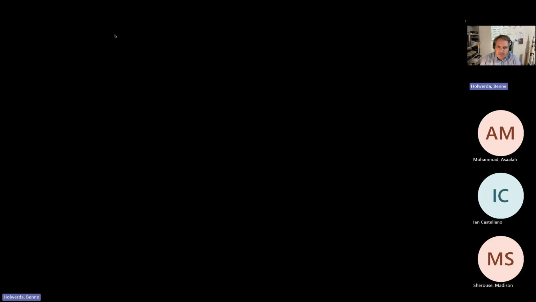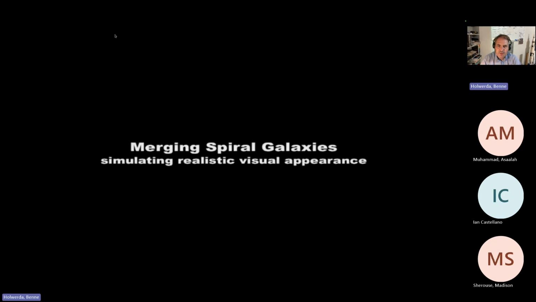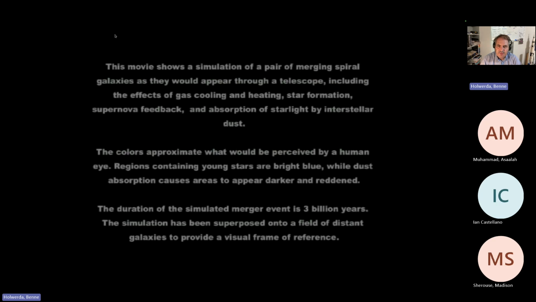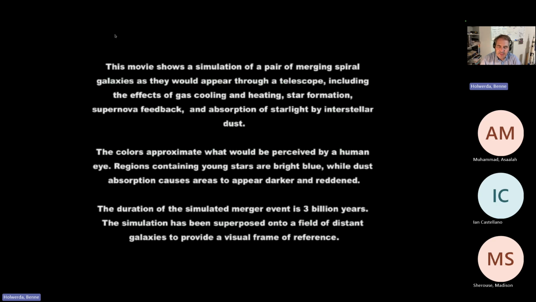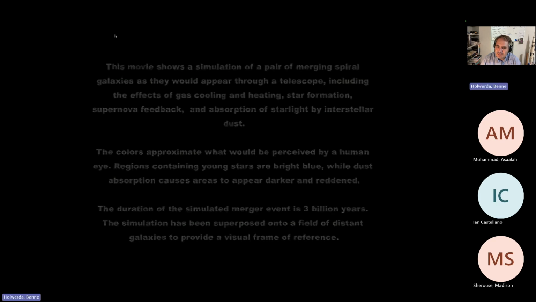Let's see if I got this playing. Okay, so simulating that visual appearance needs to look good. And so there's a second part. You need to get the colors right, and you need to get the dust, the absorption in the galaxies themselves, right. And so the duration is a whole 3 billion years, but part of the challenge was how long does it look like it is perturbed? It is playing? Yes.